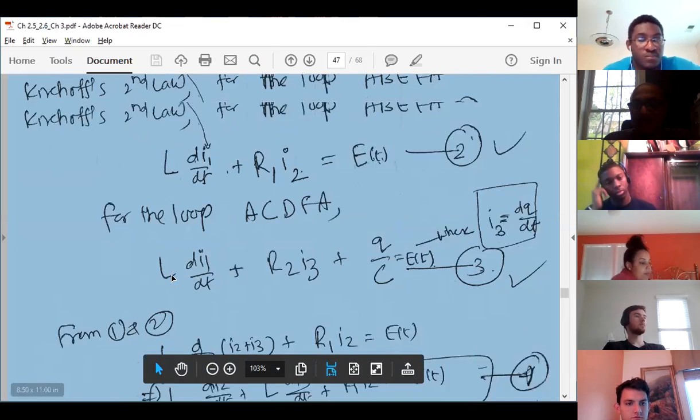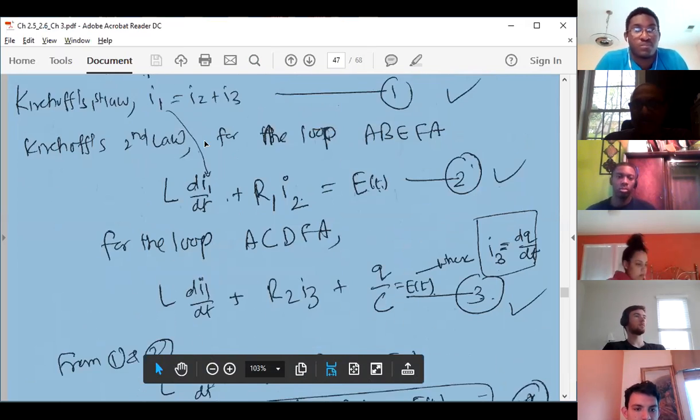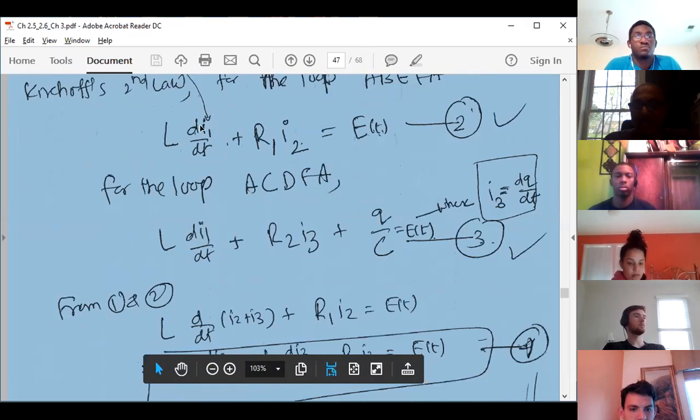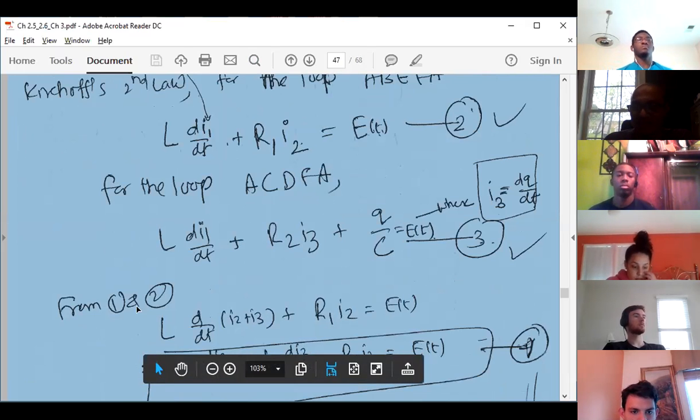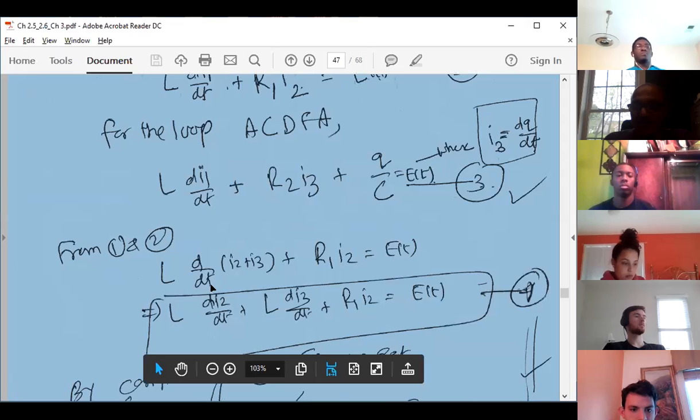So if I plug this value of I1, replaced by I2 plus I3, over here, I get my first equation. So I2 plus I3, separate it. So L di2 by dt plus L di3 by dt plus R1 I2 equals E. That is my first equation, what I gave you. So you are proving those two equations using the given circuit.